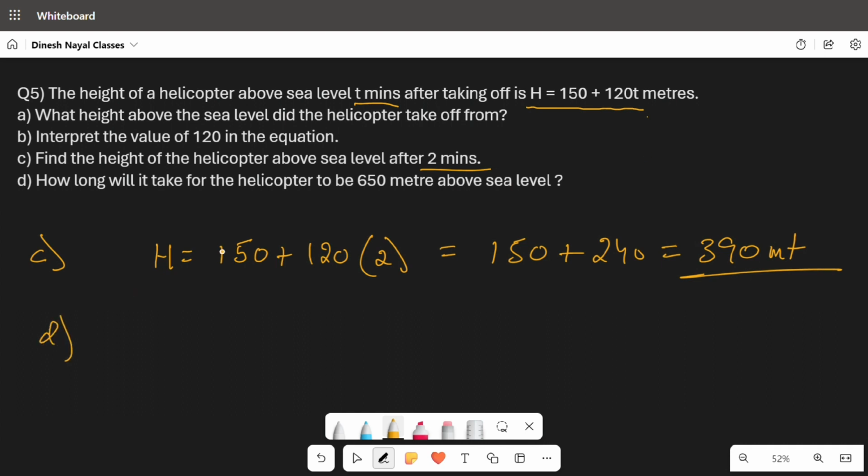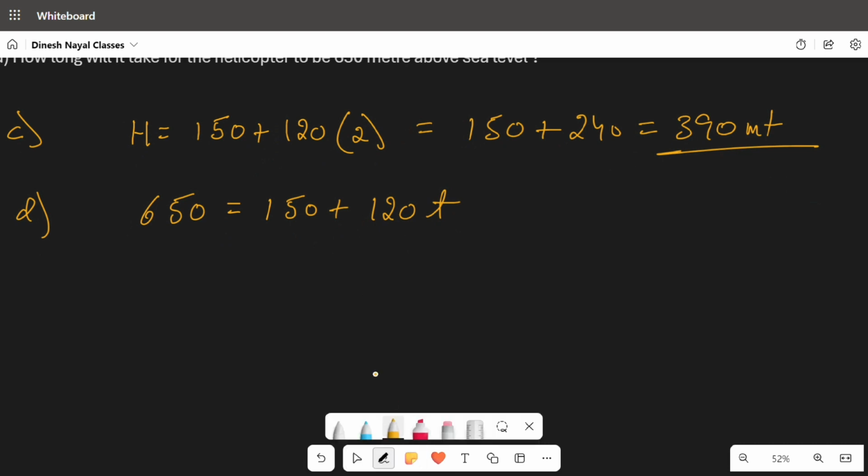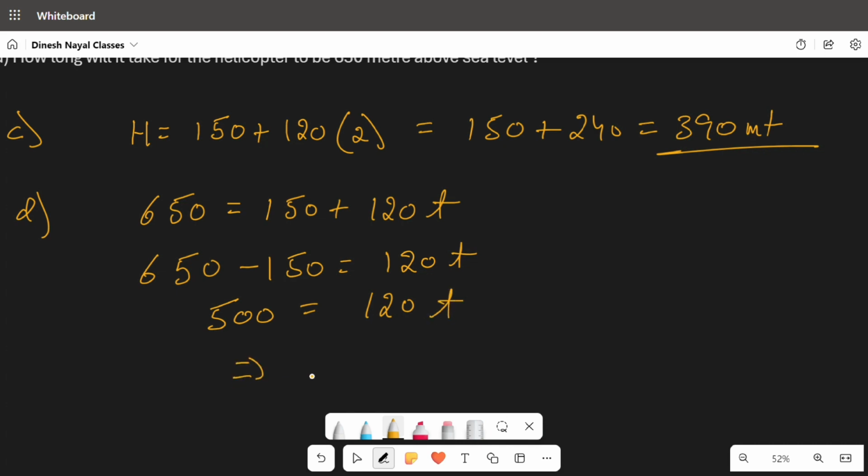Okay, now the D part. How long will it take for the helicopter to be 650 meter above sea level? Now see, in this equation, the height given to you is 650 meter. So just substitute 650 equals 150 plus 120t, and we have to find the value of t. So now our main part is to solve this equation. So 650, you take 150 to that side, this is 500 equals 120t.